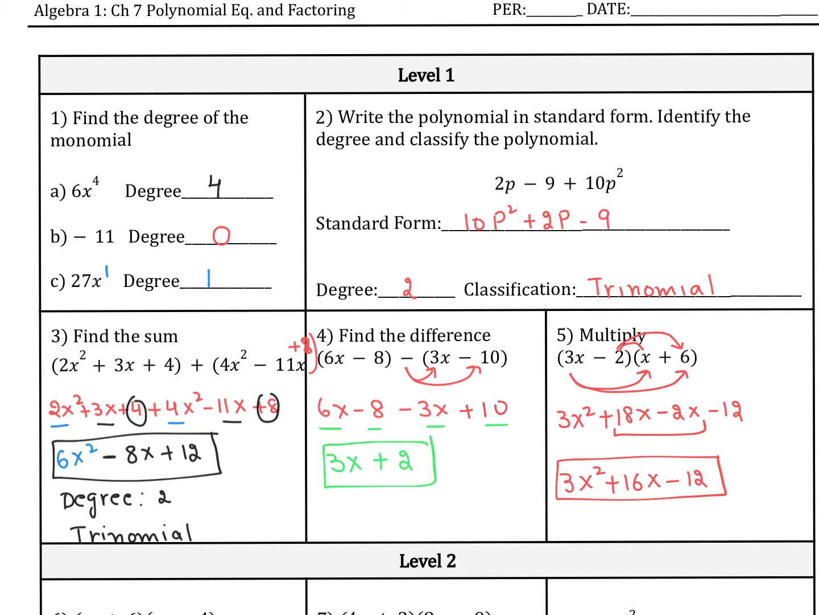Again, these two questions are not asking us to write the degree or the classification, but it's always good practice. This one has a degree 1, and there are 2 terms, so this is going to be a binomial. The degree of this one is 2 and it is a trinomial.